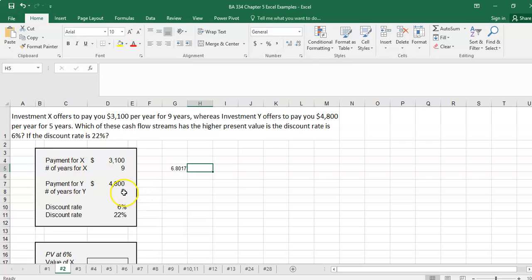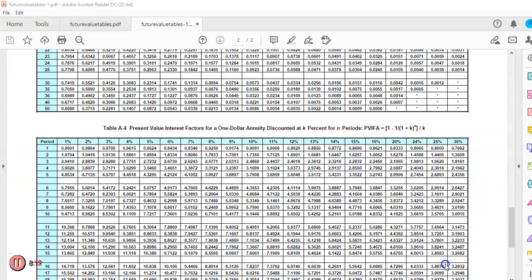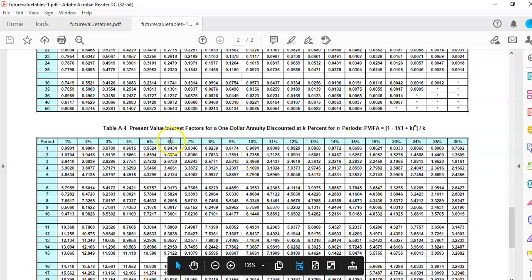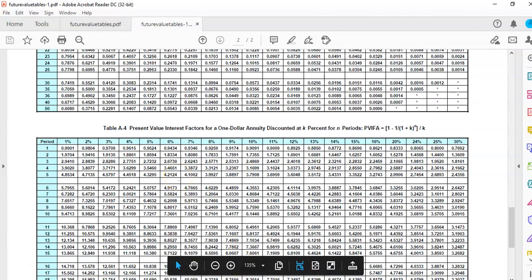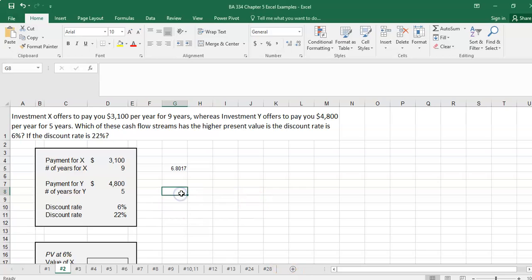And then we need the factor at 6% for 5 years. So 6% for 5 periods. That factor is 4.2124. So we take our cash flow or our payment times the factor, and that gives us the present value of that amount. 4,800 times the factor, that is the present value of the amount.